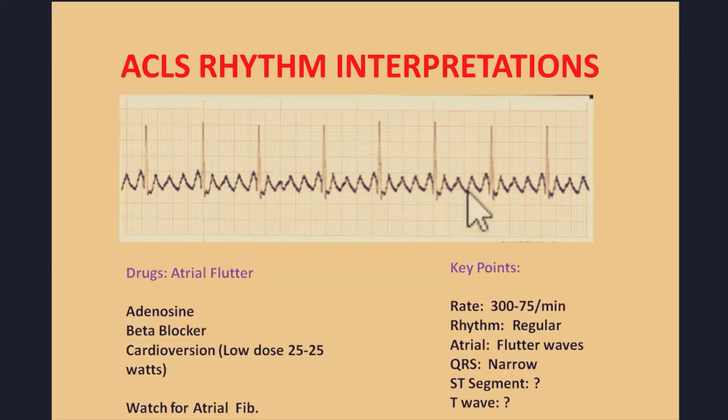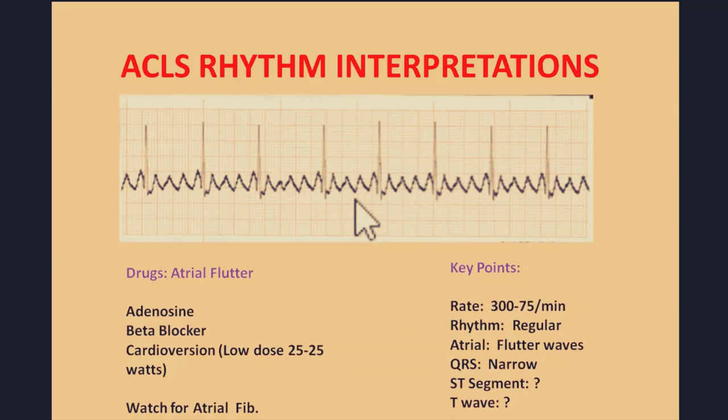There is a 4-to-1 conduction of atrial beats. There's 1, 2, 3, 4, and then the QRS is conducted. So there is 4-to-1 conduction. The ST segments cannot be seen, and the T waves cannot actually be seen in the presence of atrial flutter.